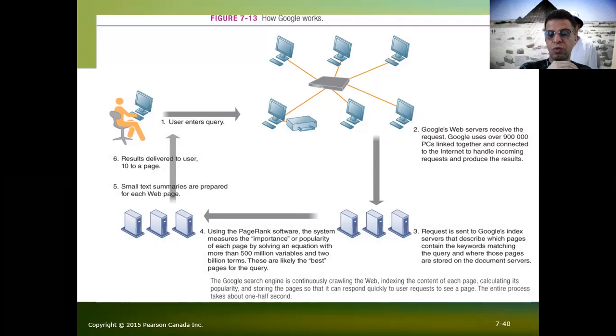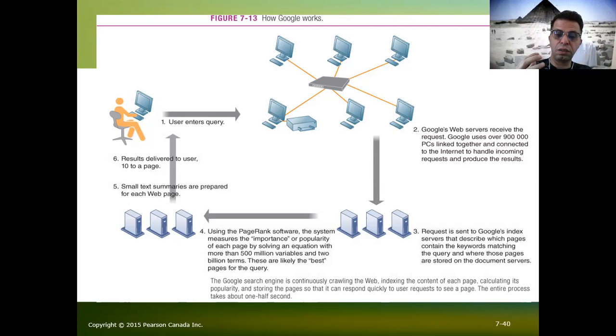The request is sent to the Google index server, which describes which pages contain the keywords matching the query and where those pages are stored as documents. There are certain ways of searching. You can use words with "and", or you can put them in quotation marks, which means precise words that you're looking for. These are things that we usually have. Don't use them a lot, but they are there in Google search.